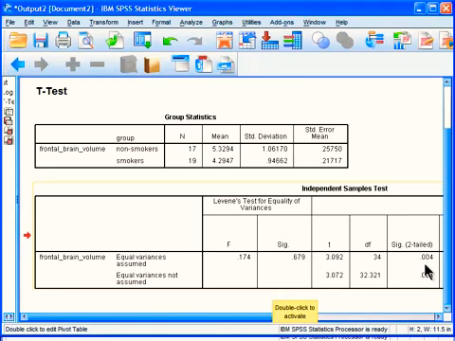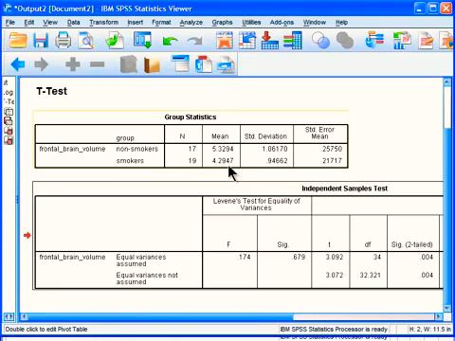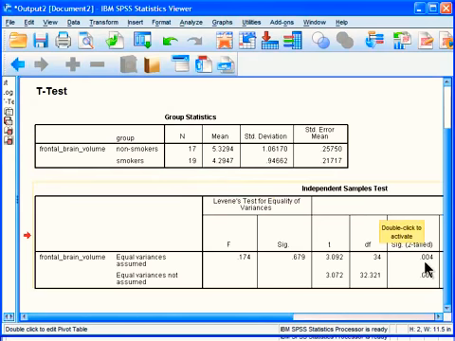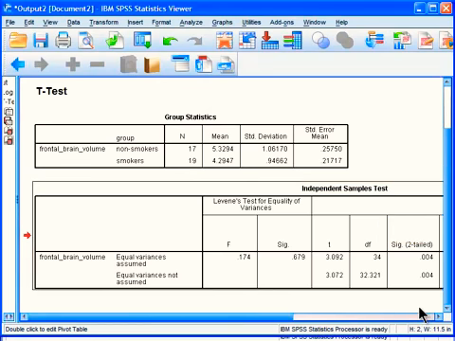Because this value is less than 0.05, we would reject the null hypothesis of no difference between the means and state that in all probability the difference in frontal brain volume between smokers and non-smokers is statistically significant, p equal 0.004. So only in about 4 out of 1,000 samples would we expect to get a result as big as this by chance. So in all probability, this result is not a chance finding.